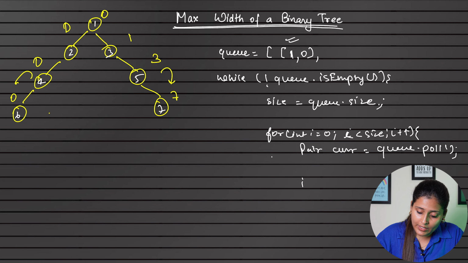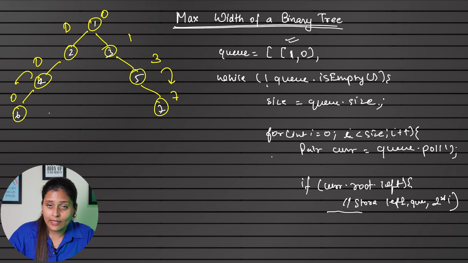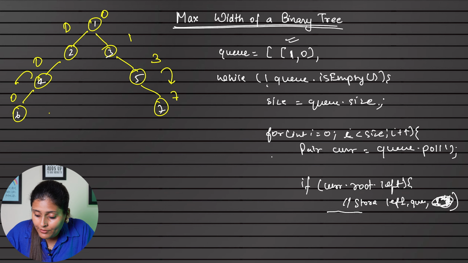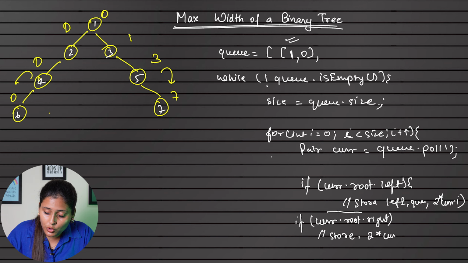Okay. So now our task is to check if our current.root has the left child. Okay. Then store the left child in the queue with index 2 into i. Now what is i? Instead of i, because we have got current, we have to say 2 into current.i, or index, whatever we have stored. Now similarly, if our current root has a right child, then store the right child in the queue with the index 2 into current.i plus 1, and that's it.